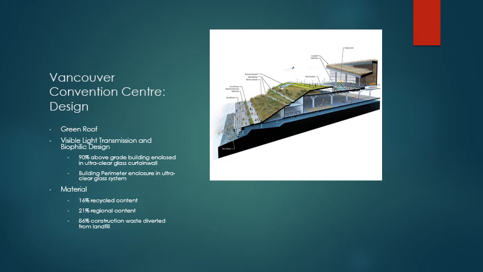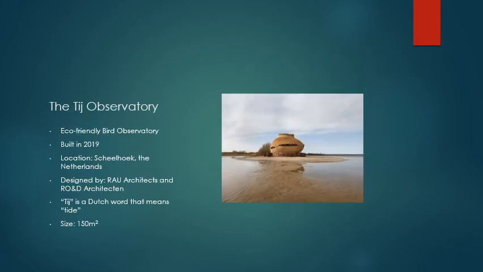The materials used in this building are great because the intention was to select materials that maximize recycled content, recyclability, durability, renewable material use, and local harvest and extraction. So 16% is recycled content, 21% is regional content, so it was local, and 86% of the construction waste was diverted from landfills. So that's really a cradle-to-cradle design again.